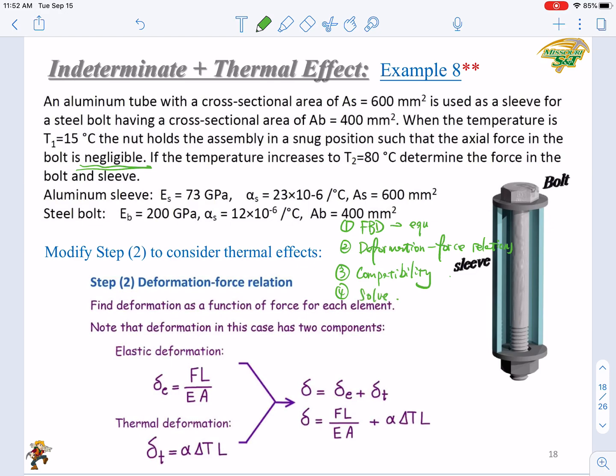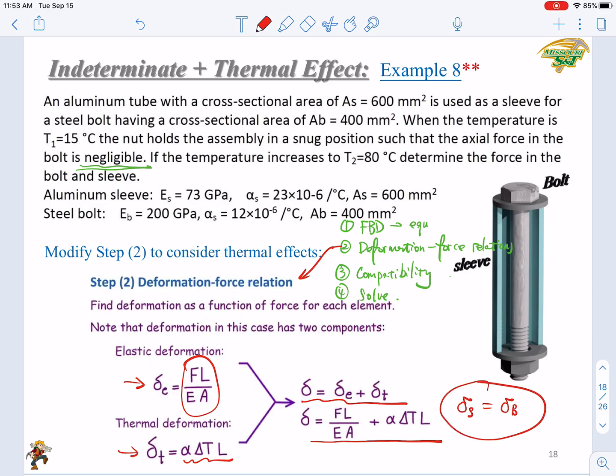Okay. So if we couple a thermal problem into an elastic problem, then the second step will be changed. Right? The second step will be changed because we have not only elastic behavior but also thermal behavior. So in this case, each of these 2 parts will have an elastic deformation and a thermal deformation. Elastic deformation can be determined from this basic equation, FL over EA. And the thermal deformation will be from alpha delta T L. Right? So the overall deformation will be elastic deformation plus thermal deformation. Since these 2 parts are tied together, we will write that delta sleeve equals delta bolt. Right? So this is our compatibility equation. Okay, this is the third step.